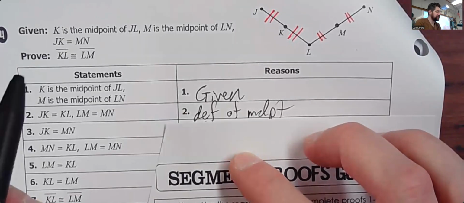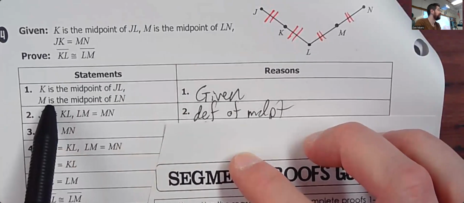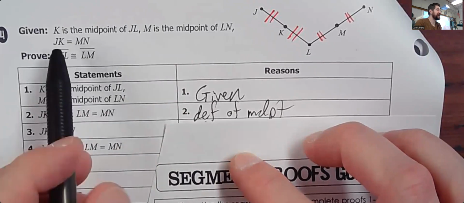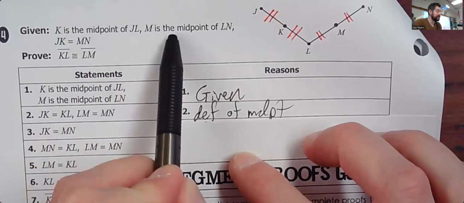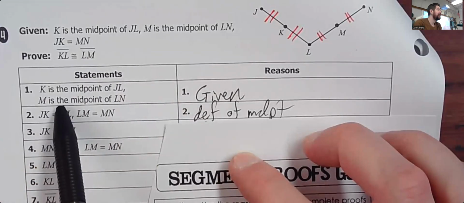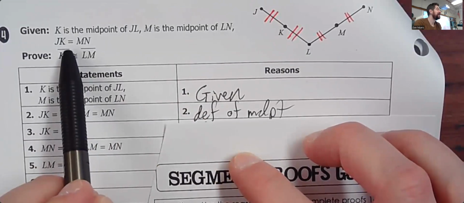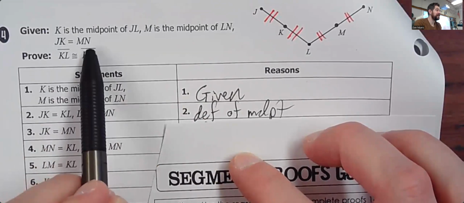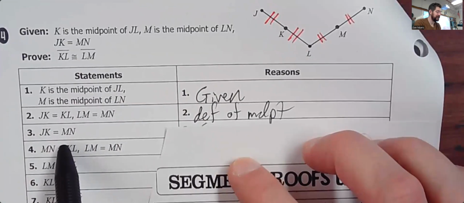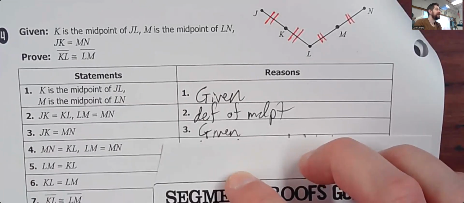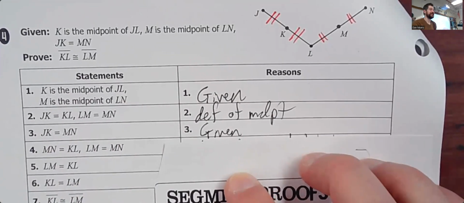How much information from the very top was written down in statement number 1? All of it? I'm going to ask that question again. Up here at the top, was everything from the given written down in statement number 1? No. What else is in the given statement? JK equals MN, right? That was given. Look here, JK equals MN. So what are we going to write? Given. That one's a little bit tricky, but at the same time, if you're paying close attention, it's also super easy.